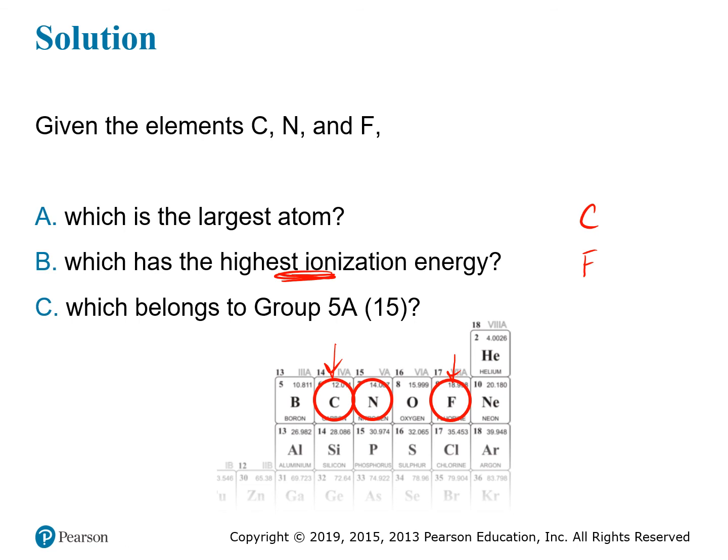And then the last question is very straightforward: which belongs to group 5A or 15? You just look at the group numbers, and you see this is 5A in Roman numerals, or 15 over here. So that's N. That's very simple.